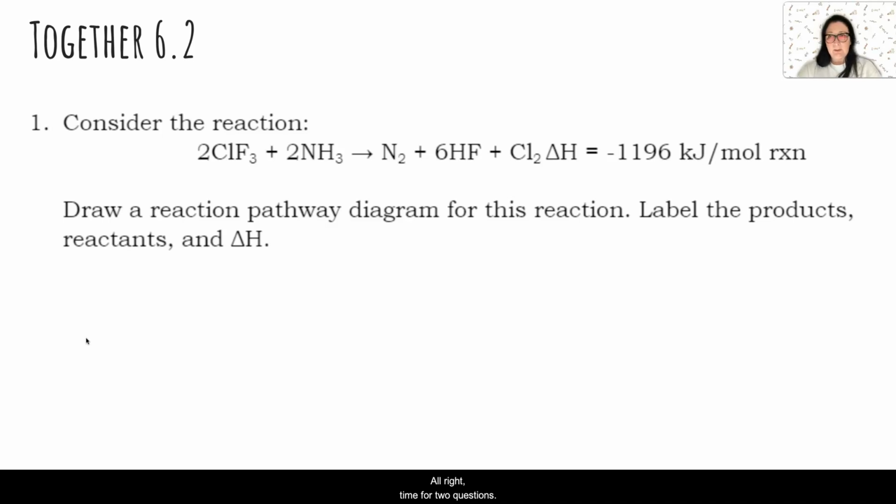All right, time for 2 questions. We got a 6.2 question and a 6.3 question, and then we're done. So a 6.2 question. We have this reaction. It says draw a reaction path diagram. That's an energy diagram, you guys. Label the products, the reactants, and the delta H. Okay, let's do this. I've got my energy diagram, also known as a reaction pathway. Be able to know that those are the same thing.